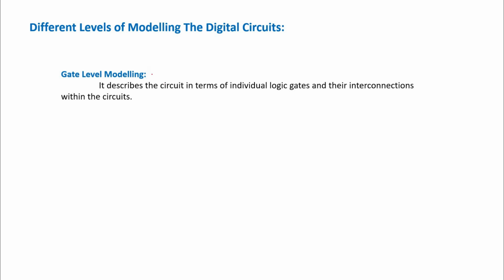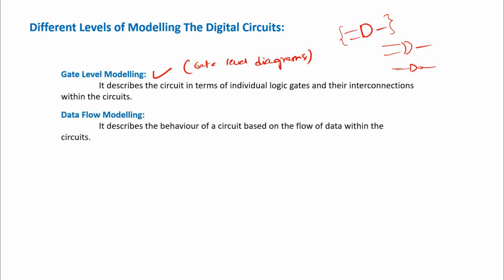For gate level modeling, we need gate level diagrams. If you know the gate level diagrams, then only can we choose gate level modeling. For example, I know the diagram of the AND gate, the OR gate, the NOT gate. So if you know the gate level diagram, then only you can opt for gate level modeling. And the second thing is data flow modeling.